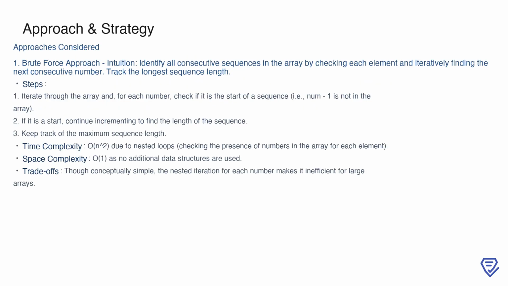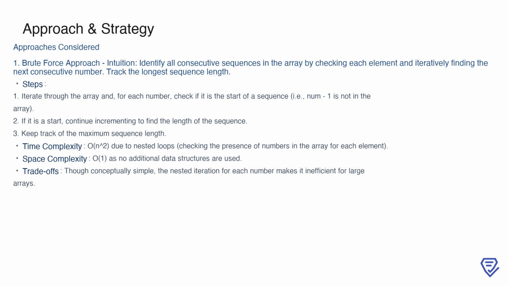To tackle the problem of finding the longest consecutive sequence, the first approach we could consider is the brute force method. Here, the intuition is straightforward. For each number in the array, identify if it is the start of a sequence. A number is considered the start if there is no smaller number in the array that precedes it, meaning that number minus 1 is not present. Once we identify a starting number, we incrementally count consecutive numbers to determine the length of the sequence.